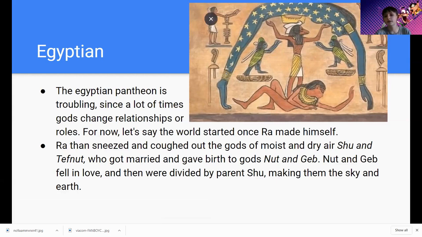Ra. God of the sun. Hathor. I also know Hathor, and one other goddess I don't really remember her name though. Were you thinking of Isis? I also know Isis. Isis, yep. She's pretty important. She's married to the god of the dead.